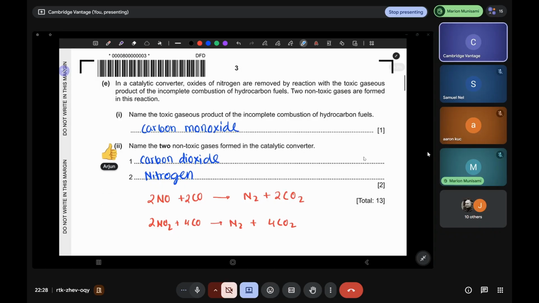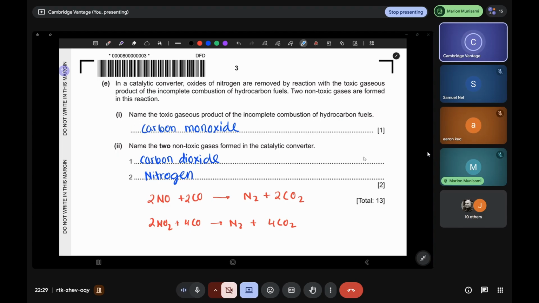Part E. In a catalytic converter, oxides of nitrogen are removed by the reaction with toxic gaseous product of incomplete combustion of hydrocarbon fuels. Two non-toxic gases are formed in this reaction. Name the toxic gaseous product of the incomplete combustion of hydrocarbon fuels. Whenever there is incomplete combustion, we will always see carbon monoxide, especially when they're talking about a toxic gaseous product. Carbon monoxide is toxic, carbon dioxide is less toxic.